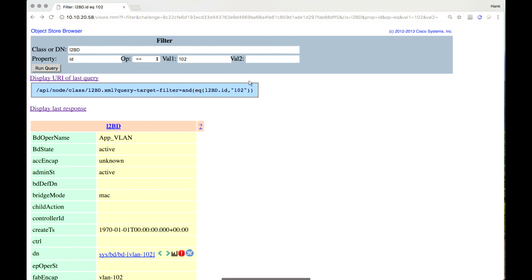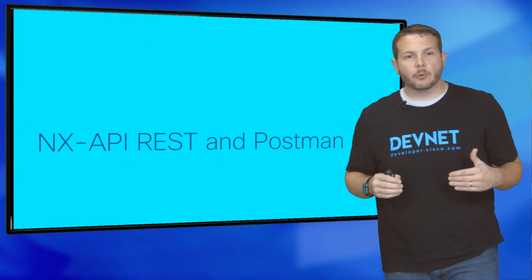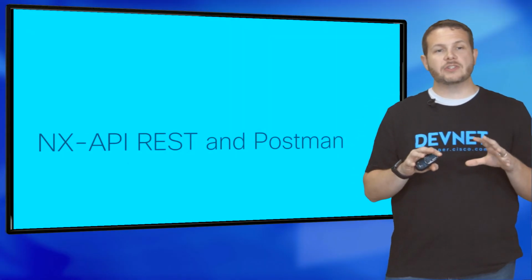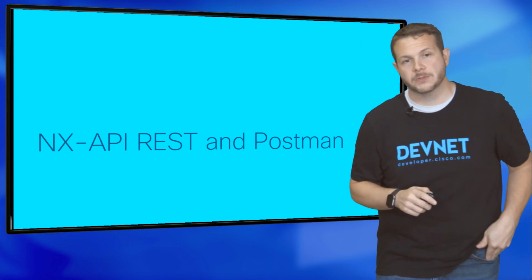Visore is a great tool for working and exploring the object model to become more familiar with it so you can write more powerful programmatic scripts in your network automation use cases. All right, now with the demo completed, let's dive back in and look at how we can move from Visore into Postman. Now that the demo of Visore is over, we're going to move ahead and take a look at how we can actually use NX API REST with Postman to make those API calls.